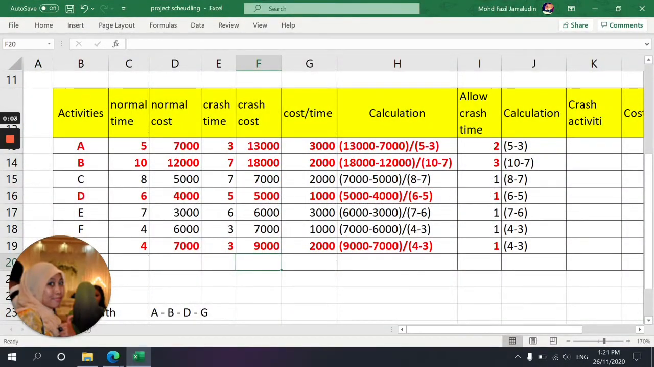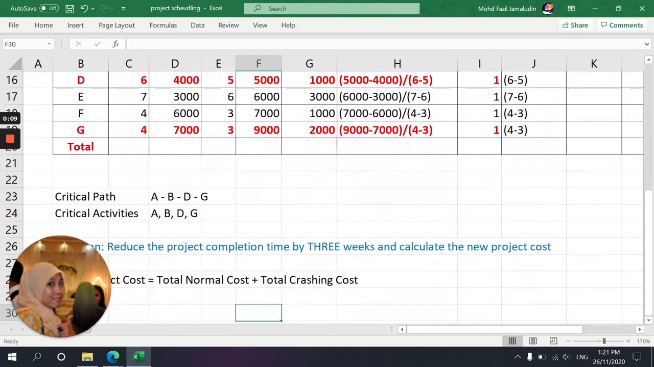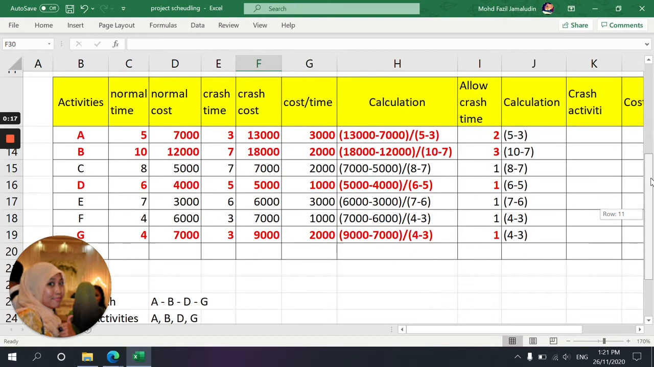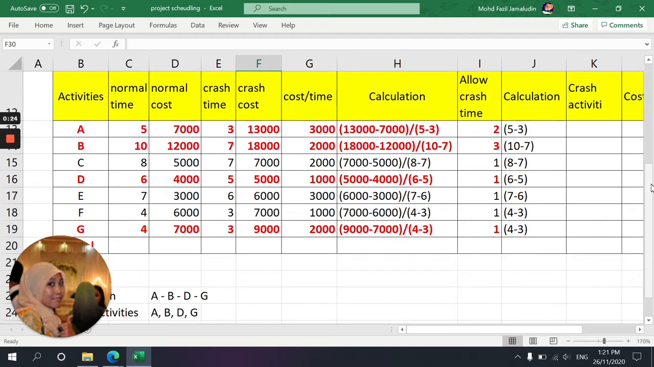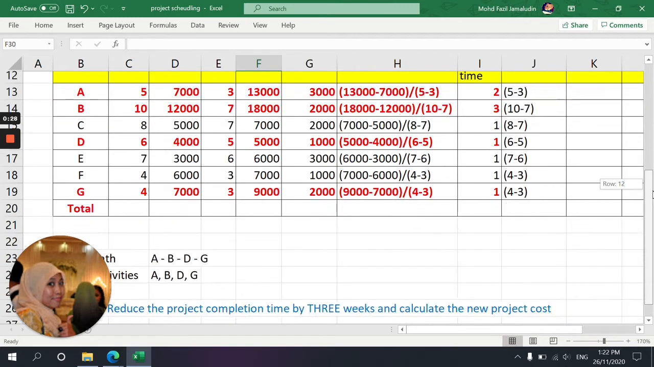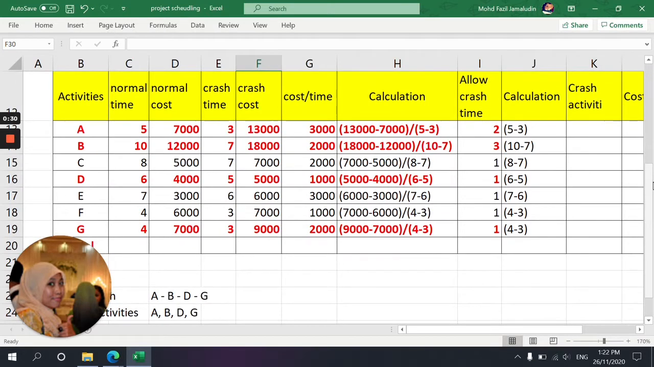Okay guys, so after we identify the project diagram, then we will know the critical parts and the critical activities for identifying which activities we will use to crash. Here you can see the activities that are allowed to crash are A, B, D and G. We highlight them with the red colors. And for activities C, E and F, we just ignore.